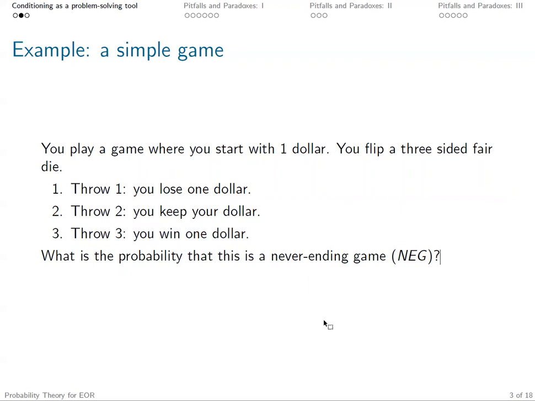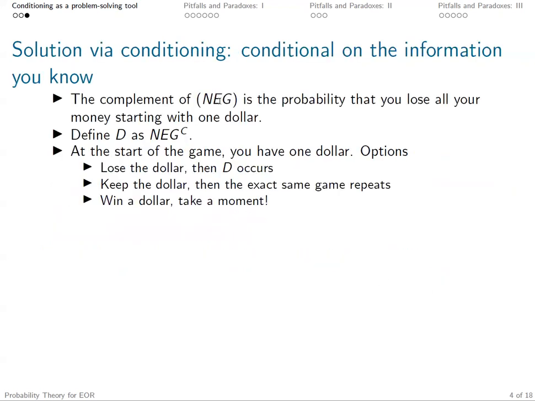Now, if you want to calculate the probability of this being a never-ending game directly, it's going to be very hard. But instead, we could consider the complement of this never-ending game, right? The complement is the event that we lose all the money, starting with $1, then the game ends. So the game ends in the end. And what is the probability of that? If we define D as the complement of the never-ending game, essentially we need to calculate P(D), the unconditional probability of event D.